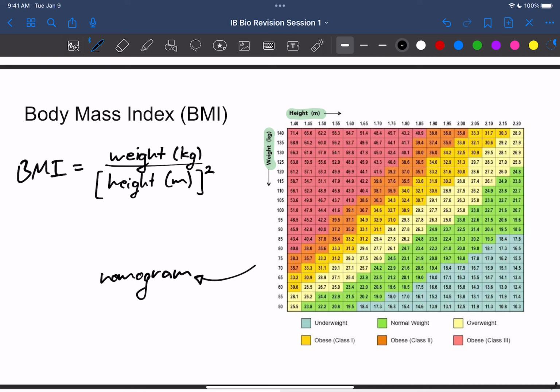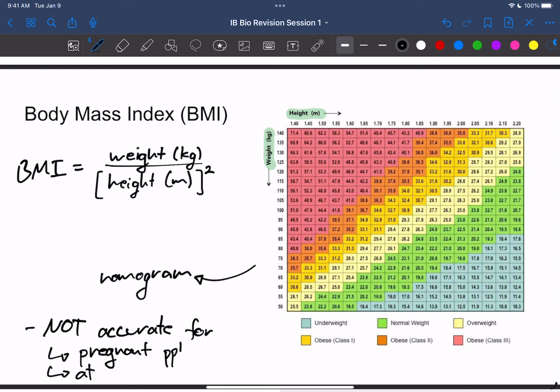Now, just talking about the ramifications of this, this is not accurate for pregnant people or athletes. And the reason why is because they have a different fat composition. And also muscle plays a part. There are things affecting their weight that aren't their fat. And honestly, I'm just going to say this is not accurate, period.